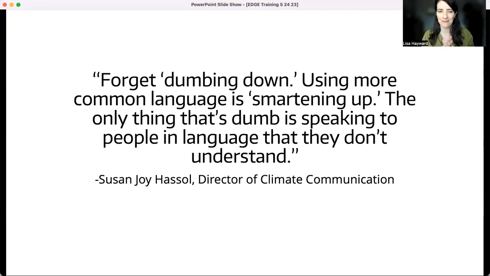Because the thing that's dumb, I like how Susan Joy Hassol puts this, is speaking to people in a language that they don't understand. This is really common. We've seen this a lot, all of us, I'm sure. And it's painful. It's painful for me to see this. I really hope we can move away from it. And I think that we are in general.